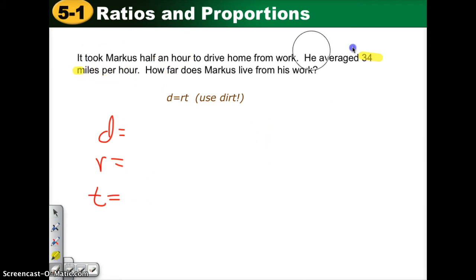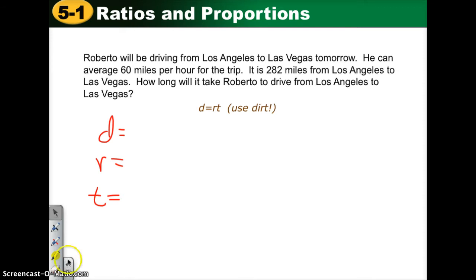Let's check out another problem and see how it looks. Roberto will be driving from Los Angeles to Las Vegas tomorrow. He can average 60 miles per hour for the trip. It is 282 miles from Los Angeles to Las Vegas. How long will it take Roberto to drive from Los Angeles to Las Vegas? So now we know the distance is 282 miles. We know his rate is 60 miles per hour.